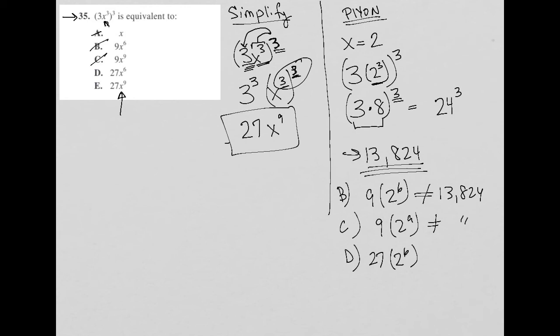So for choice D, again, I'm just doing my 2 to the 6th power in my calculator, and then I'm multiplying that by 27, and of course, we do not get the 13,000, but for choice E, when I do this 27, 2 to the 9th, again, my 2 to the 9th power is 512. 512 times 27 is 13,824, which again just confirms that choice E is the correct answer.